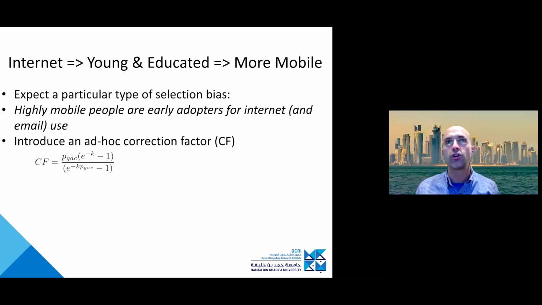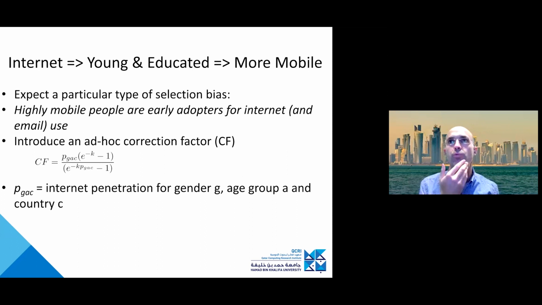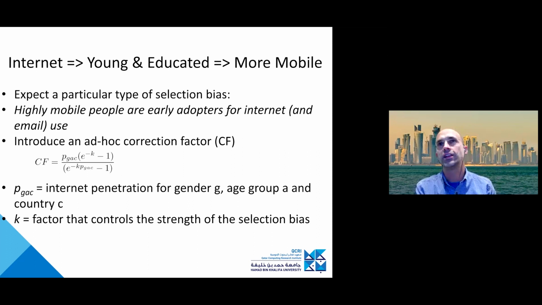Okay? So this is the factor, and let me just quickly explain how this works. What are the elements? There's one element in this formula that relates to the internet penetration, disaggregated by gender, age, and country. We're interested in the US, but to calibrate, we also looked at data from Europe. And then there's a factor that controls how strong the influence of this correction factor should be.